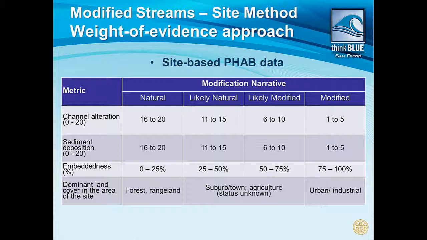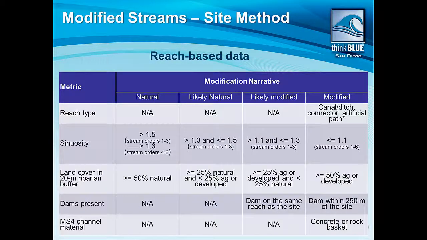So your natural would be the higher scores, your modified or likely modified would be your much lower scores, and so on. And so there you can see how we also looked at dominant land cover in the area of the site. So basically as you got to your more urban, suburban, we kind of classified that as likely natural or likely modified or modified.